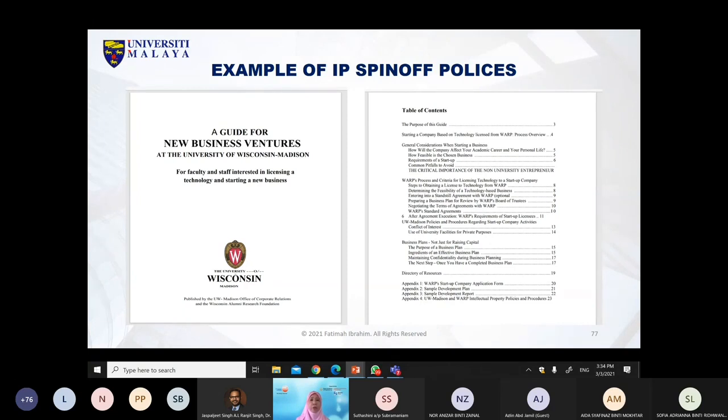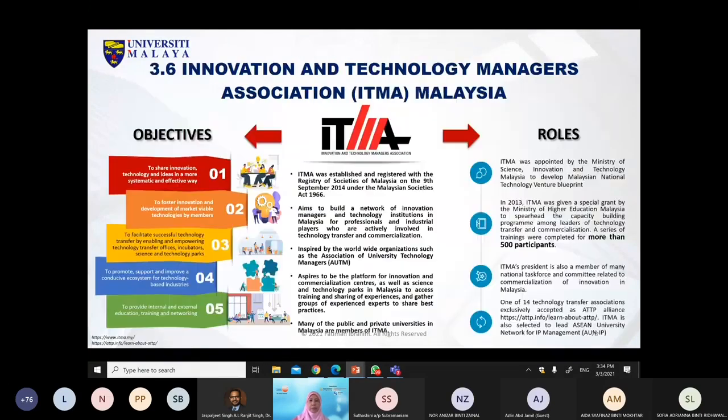I would encourage you to look at the website and download this. You can learn a lot from this, and you can modify and adopt the policy that they have done. They have spelled out to avoid the conflict of interest as researcher to become an entrepreneur and academic.